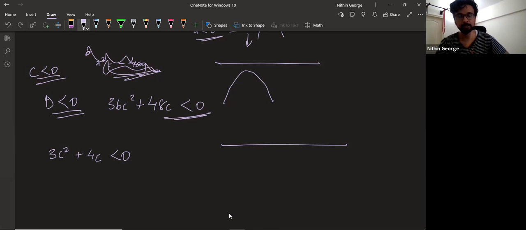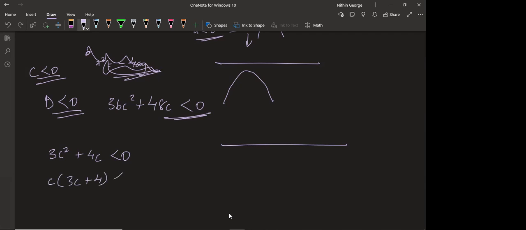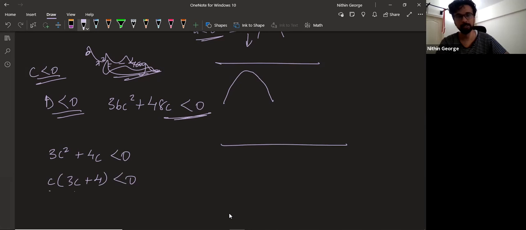You know the wavy curve method? Okay, that is what we'll be using now. So c into 3c plus 4 is less than 0. So c means the root is 0. 3c plus 4 means the root is minus 4 by 3. Take a value greater than 0. Here this is positive, this will also be positive, so here it's positive. Here it will be negative, and here it will be positive.